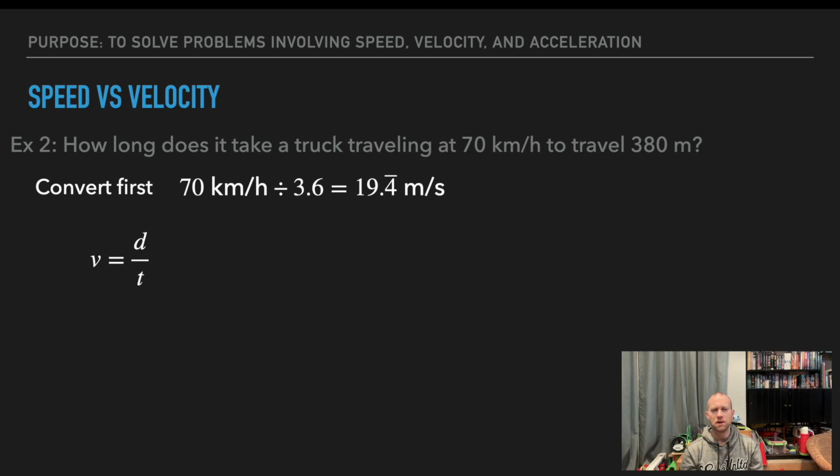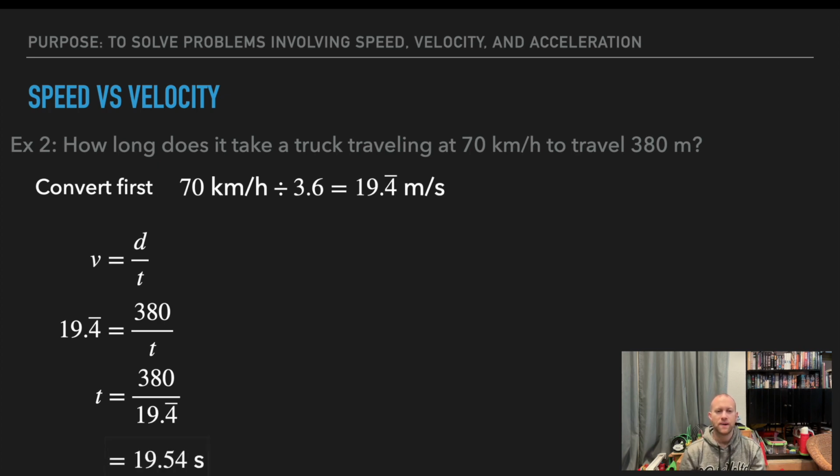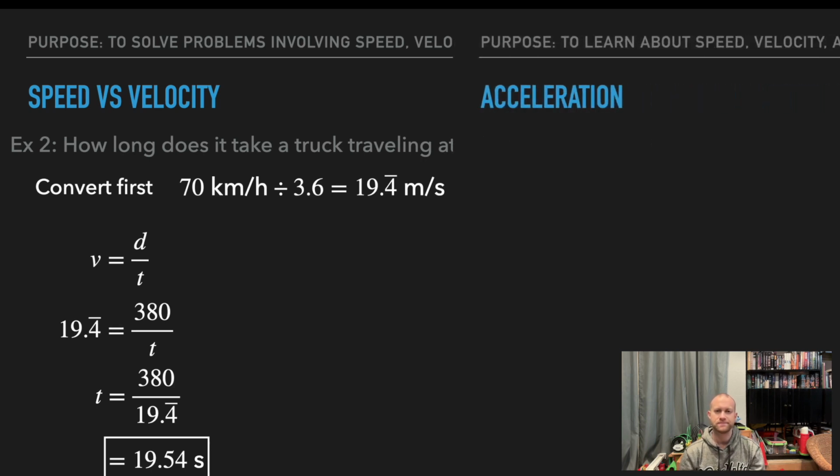Again, it says how long, so it doesn't necessarily indicate anything about it being a vector. We weren't told directions, so we can assume this is distance and speed. Plug in numbers. With this, it's a little bit of algebra. So you're going to switch the t and the 19.4. And I put the repeating sign because I don't want to round until the very, very end. So the time it takes is 19.54 seconds.